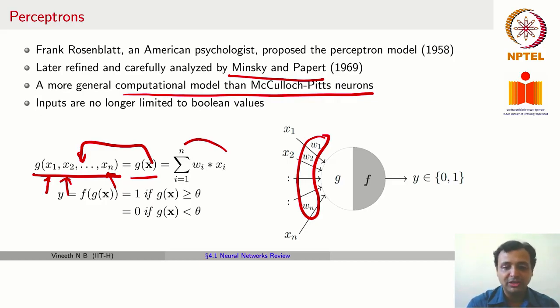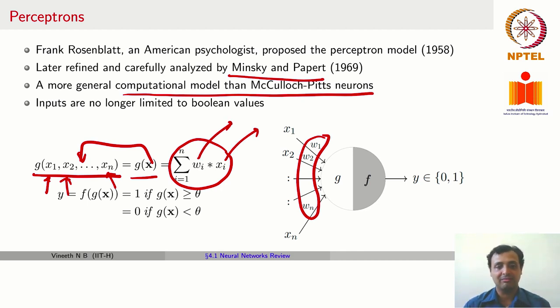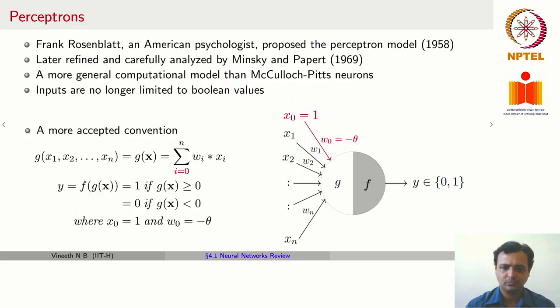And the output of the G function is the sum of wi xi, an inner product between a vector w and the input vector x. And the final output is again f of g of x, which is going to be 1 if g of x is greater than a threshold, or 0 if g of x is less than a threshold. As you can see, it's a generalization of the McCulloch-Pitts neuron, where the inputs could be beyond Boolean and there are weights which multiply the inputs.